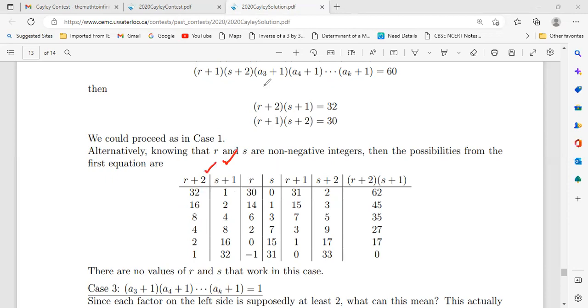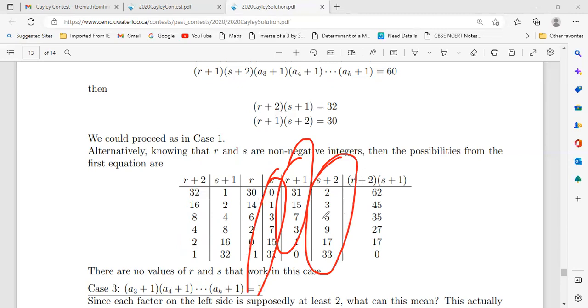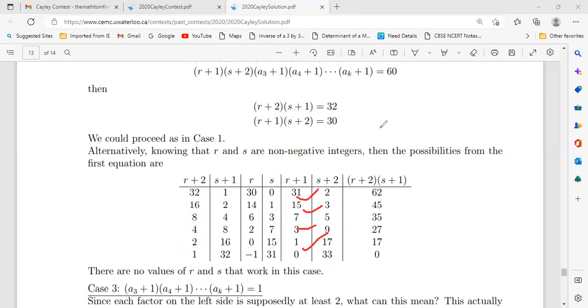For R and S, it's very simple. For finding the value of R, you just have to subtract 2 from this column. If you do that, you will have 30, 14, 6, 2, 2 minus 2, 1 minus 2 will give you minus 1. Okay, similarly, you apply the same for S as well. 1 minus 1, 2 minus 1, 4 minus 1, 8 minus 1, 16 minus 1, 0 minus 1. Yes, very simple. And for R plus 1, you just increase by value 1. For S plus 2, you just increase it by 2. Okay. And then you just have to multiply these for obtaining this column. You got it?